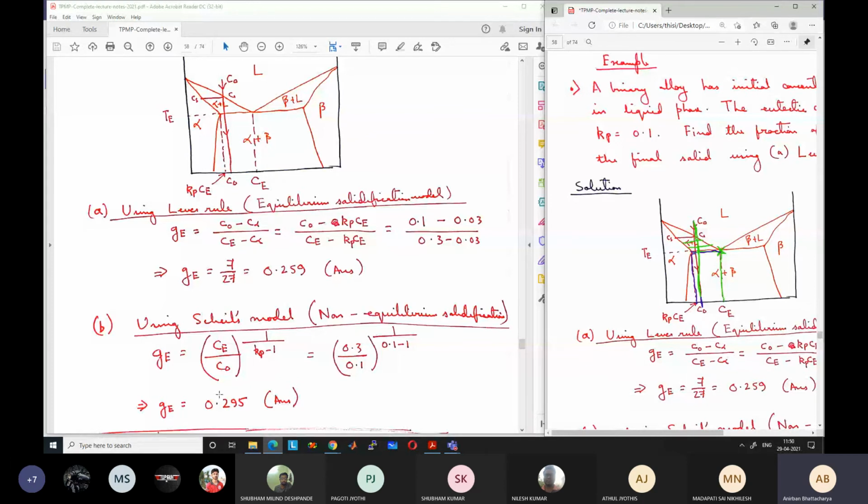So the eutectic concentration with the Scheil model, assuming that the solidification is non-equilibrium, a fast solidification, the percentage of eutectic is larger. It is 29.5% and the percentage of alpha phase is 70.5%. This is how you can see the difference between equilibrium and non-equilibrium solidification. Any questions?